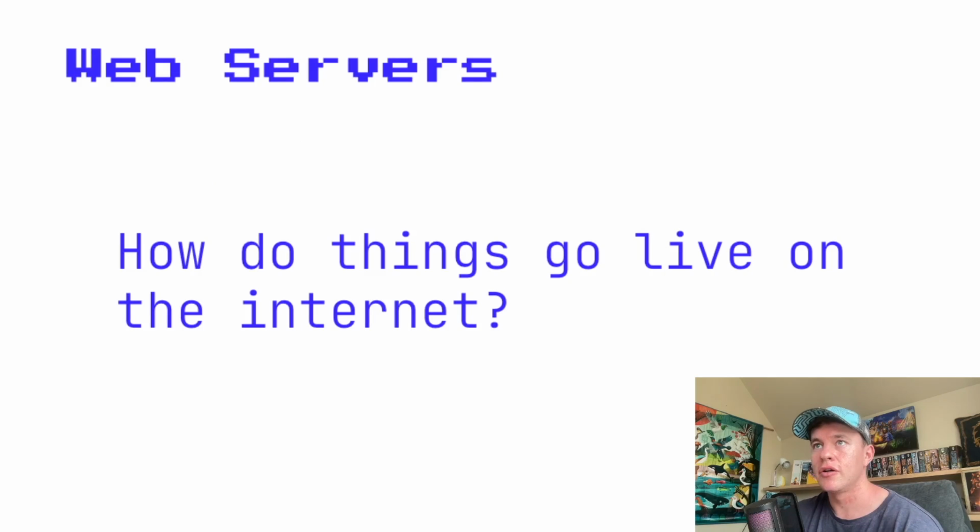Now, to continue our knowledge of backend development, we're going to ask a question. How do things go live on the internet? How is this video live on the internet? And the answer is what's known as a web server. Now, we kind of touched on the terminology of server-side. That's code that runs on a machine somewhere else. And now we're throwing the prefix of web in front of that term.